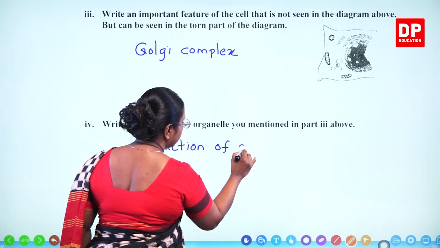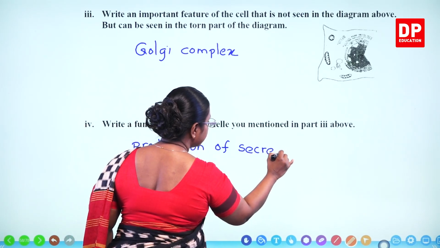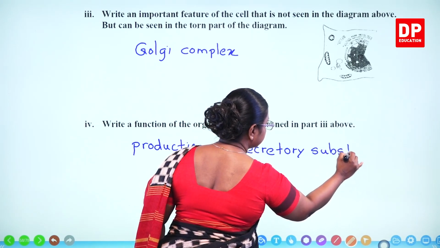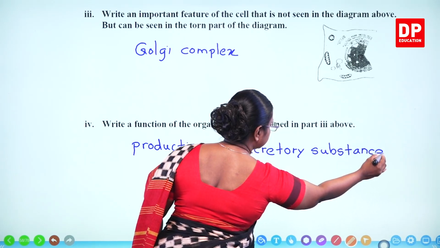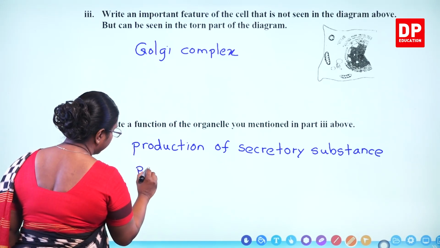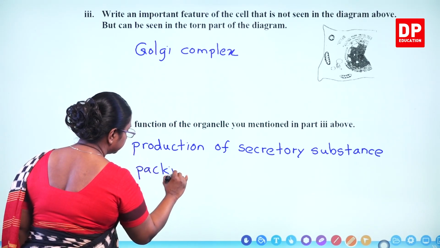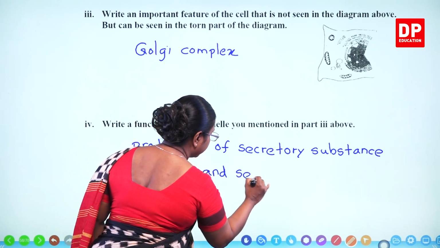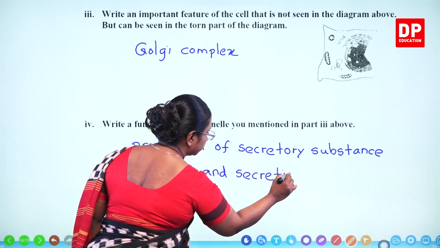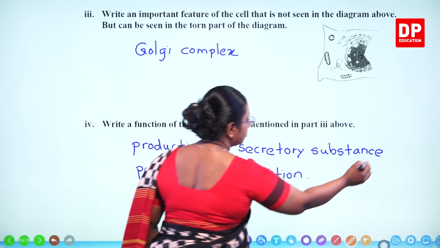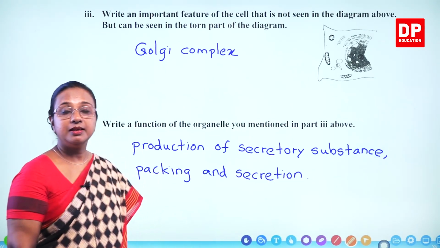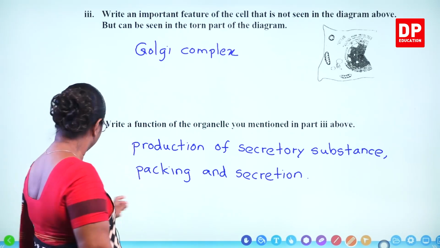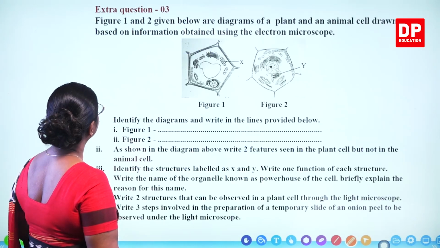of secretory substance, then packing and secretion. So those are the 3 functions of Golgi complex. Now we will move on to the next question.